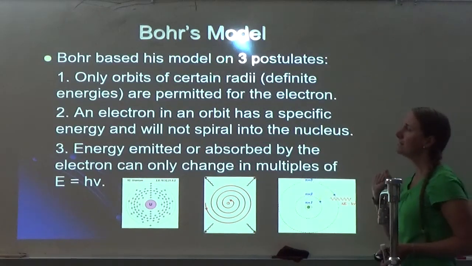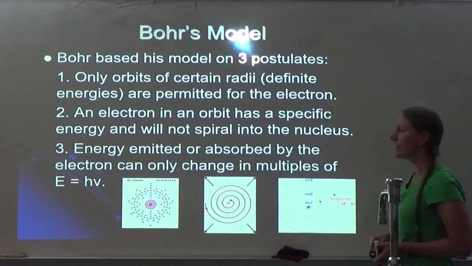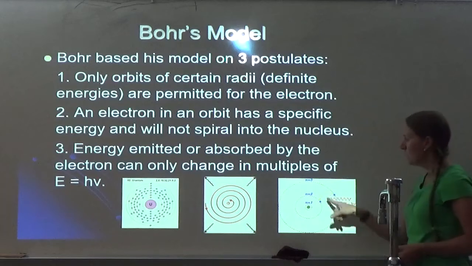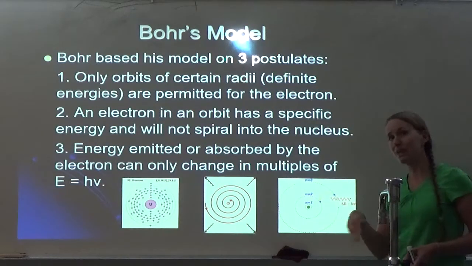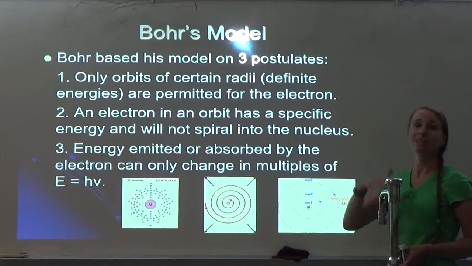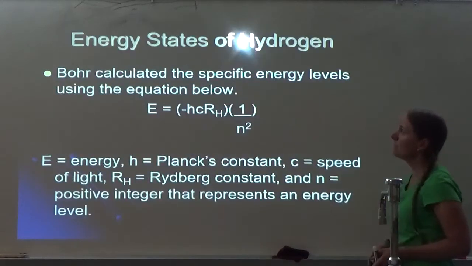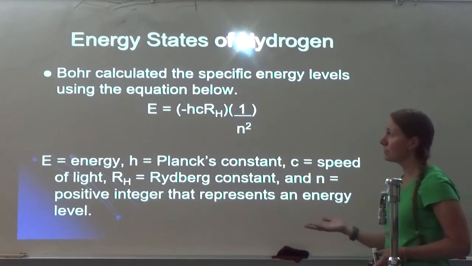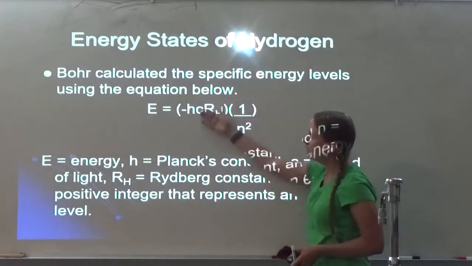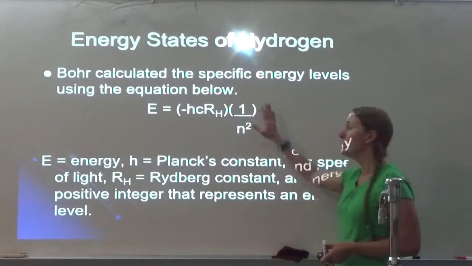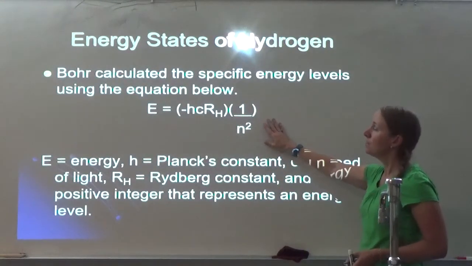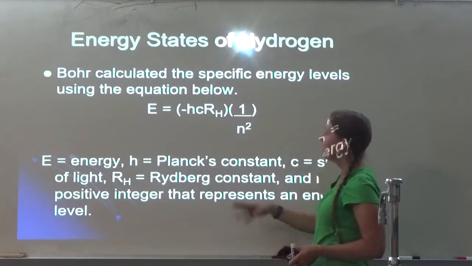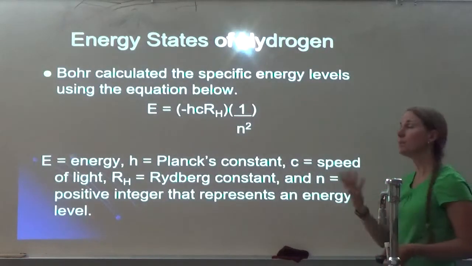And number 3, he said energy emitted or absorbed by the electron can only change in multiples of hν. We talked about that in our last video. As long as it gains a quantum, it can jump. If it gains less than a quantum, then it's not going to be able to jump. Bohr calculated the specific energy levels using this equation. This equation was based on the one we saw earlier, but we're still not going to use this one. It involves things you've seen like energy, Planck's constant, speed of light. It still has that Rydberg constant from the previous one.